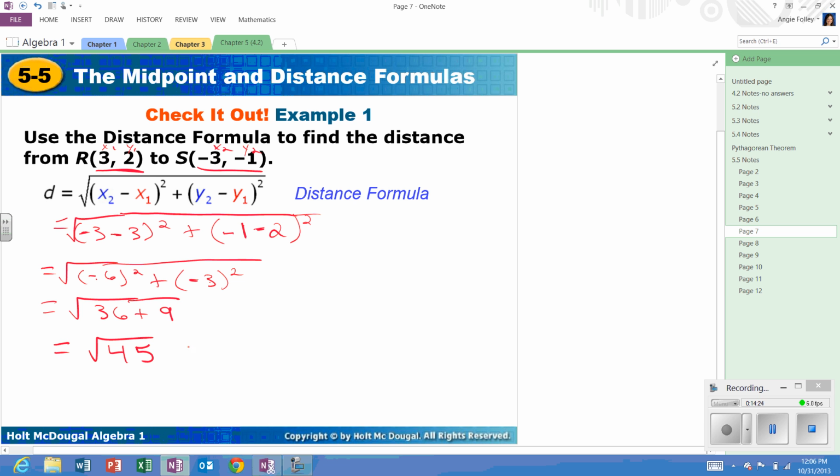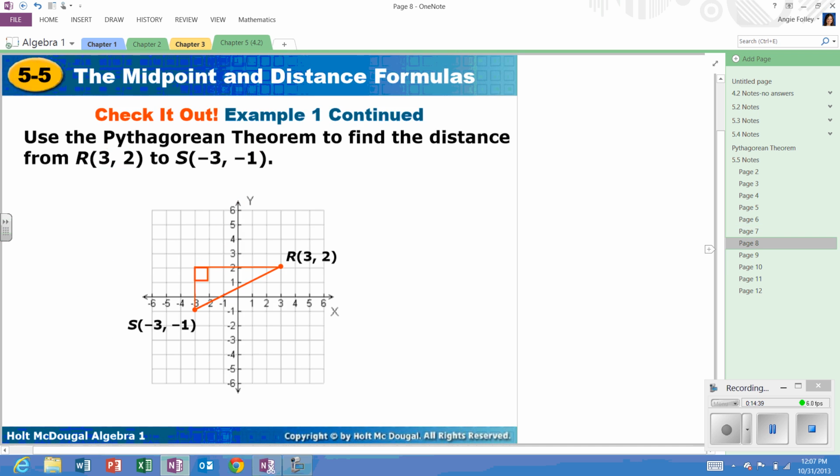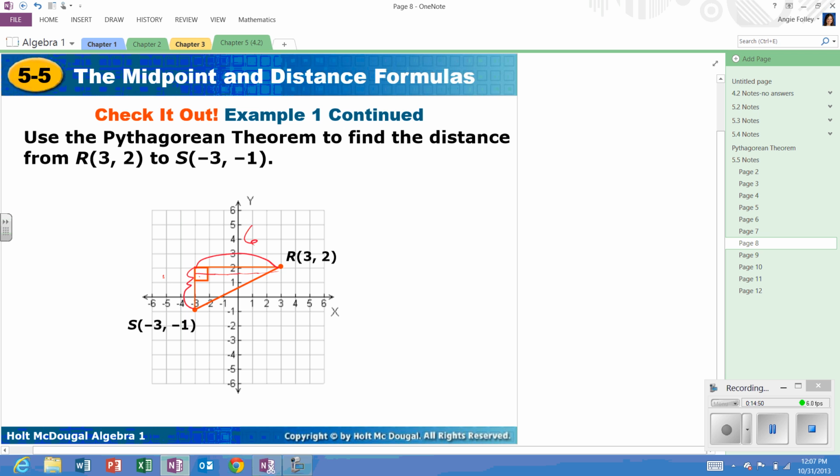If you wanted to simplify that, 45 we know can be broken down into 9 and 5, and when we take the square root of 9, that's just 3. So if you wanted to write it in most simplified radical form, you could do it like that. So we're going to look at the same example now, just using the Pythagorean theorem. The distance of this right here is 1, 2, 3, 4, 5, 6. The distance right here is 3. So we're going to use 6 squared plus 3 squared equals c squared.